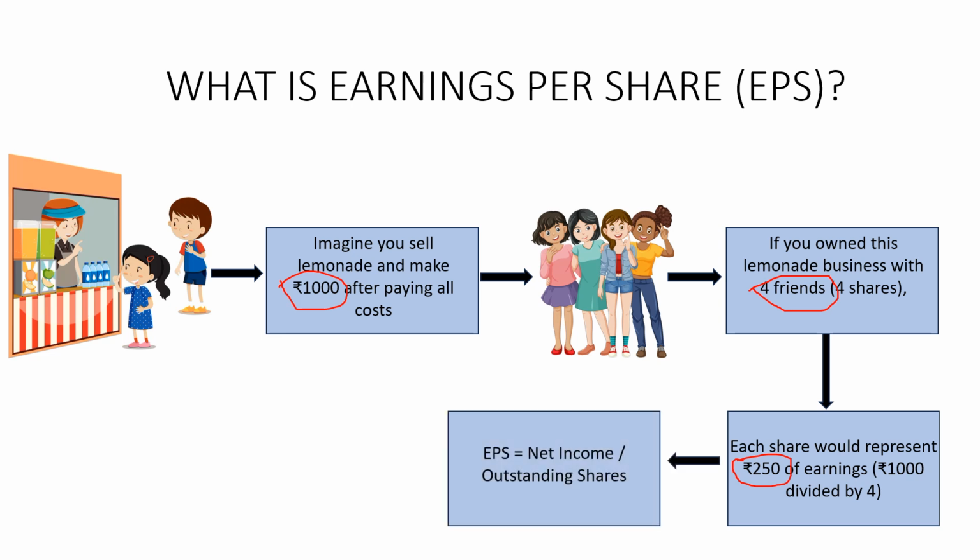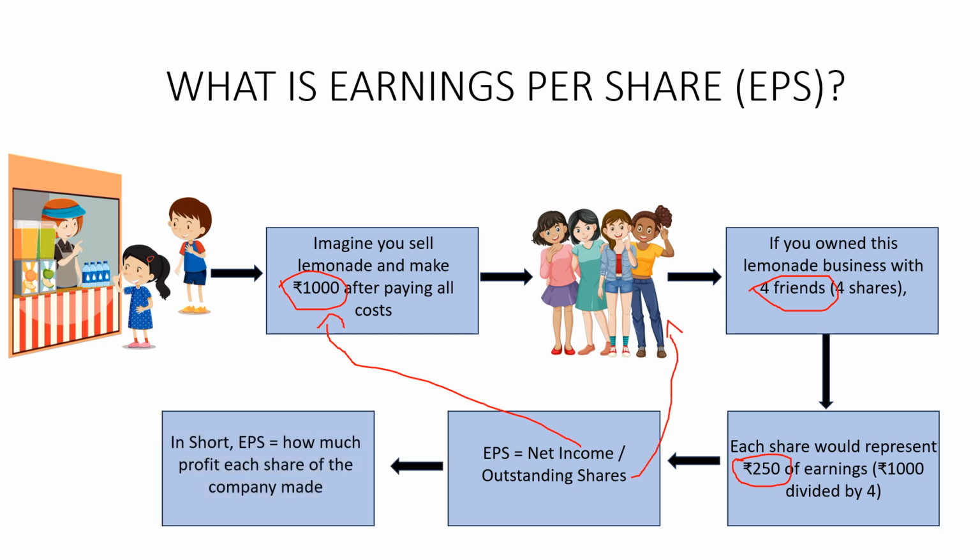Excellent. So from there, earnings per share is nothing but the net income divided by the outstanding shares. What is the net income? Net income is nothing but your 1,000 rupees. And what is your outstanding shares? Four friends, right? So in short, earnings per share is equal to how much profit each share of the company made. Understood? Easy. It's very, very simple.